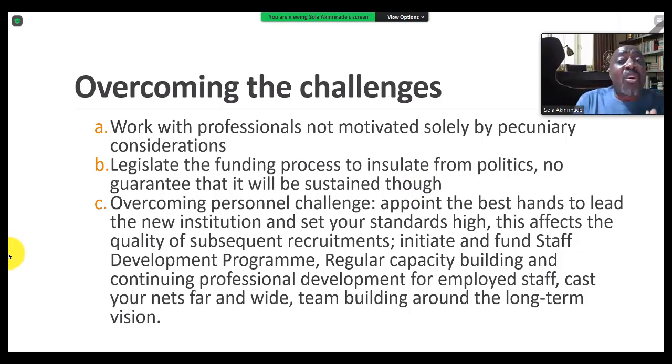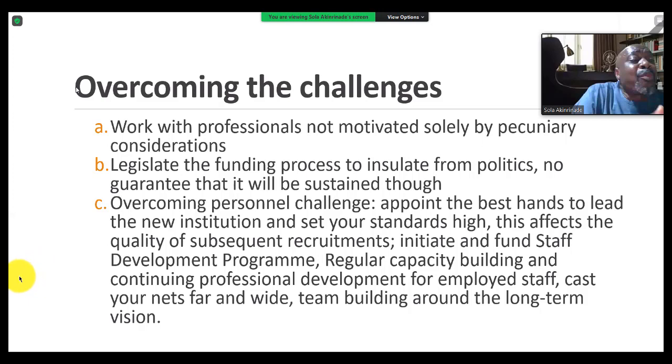Number three, to overcome the personal challenge, appoint the best hands initially to lead the new institution and set your standards high, because it will affect the quality of subsequent recruitment. If you appoint a poor quality professor to head a department, you can be sure that the subsequent appointments will reflect that low standard.